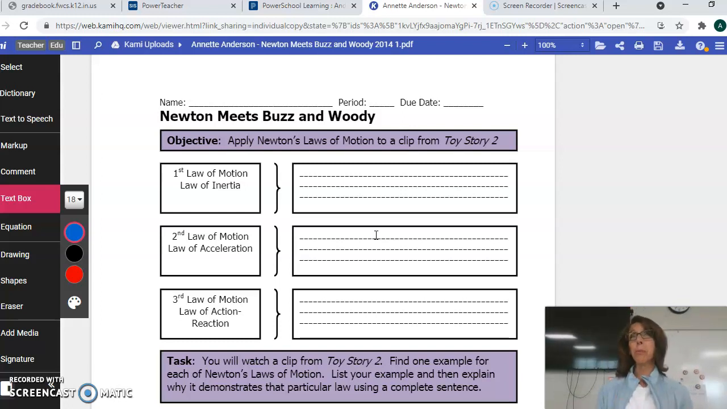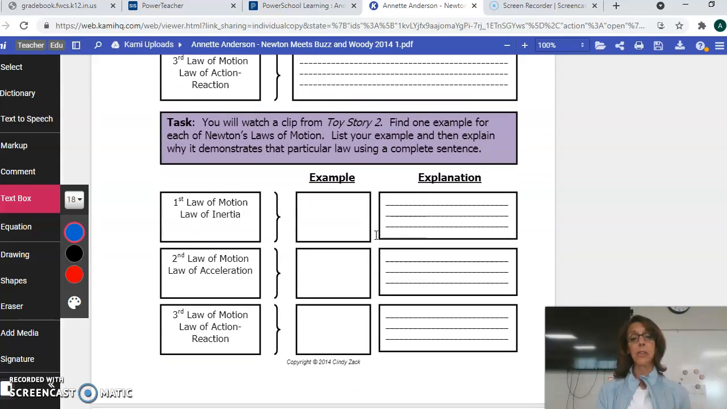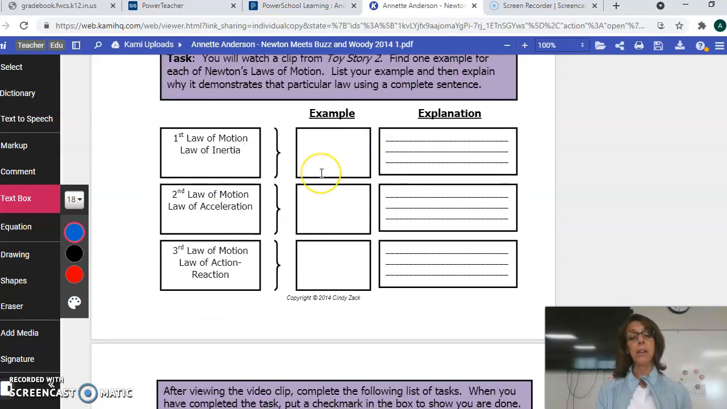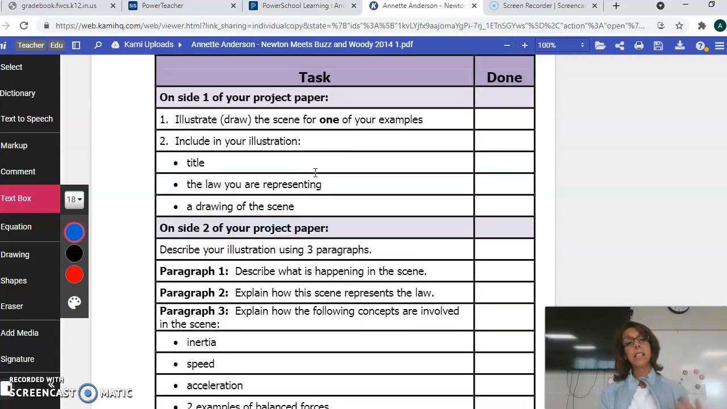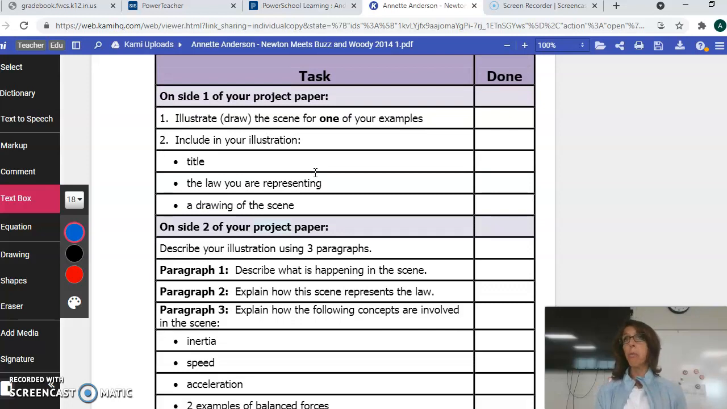So you've got to be pretty good with your laws by now. We've been working on this for a while. Down here at the bottom is where you found examples of the movie. Now, what is our task at hand? You're going to pick one of those examples from the movie. You get to pick from law number 1, law number 2, law number 3. It could be if Woody was getting catapulted, what law would that represent?